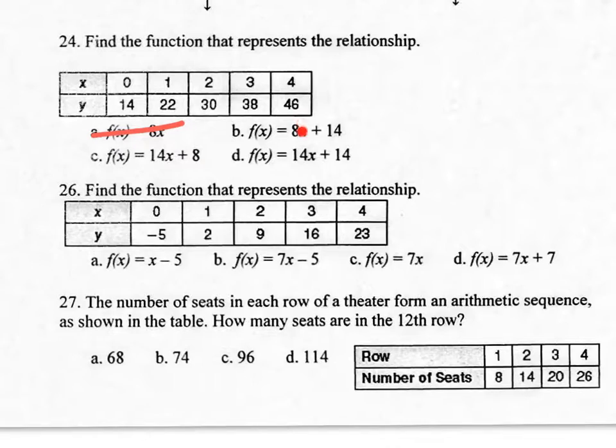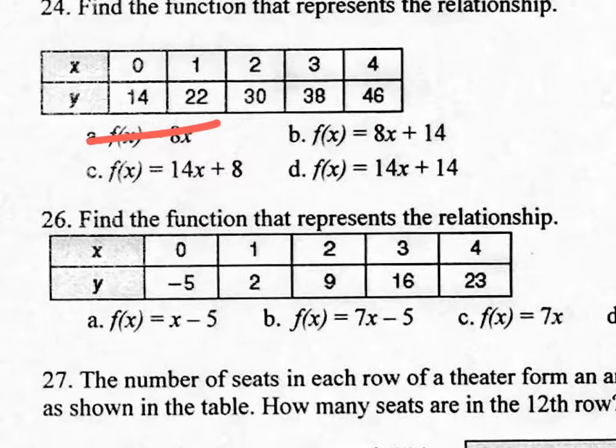If I plug in a 1 right here for x, I'll get 8 times 1, which is 8. 8 plus 14 is what? Come on, guys. 8 plus 14 is 22. So when I plug in a 1, I really do get 22. If I plug in a 2 right there, 2 times 8 is 16. 16 plus 14 is 30. And I do really get the output of 30. So 2 input, 30 output. Plug in 3 right there. 8 times 3 is 24. 24 plus 14 is 38. So all of those work for option B.